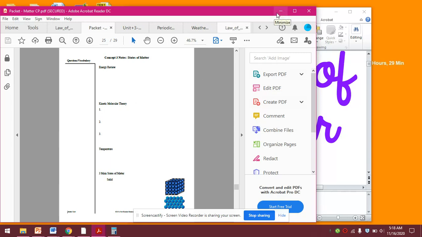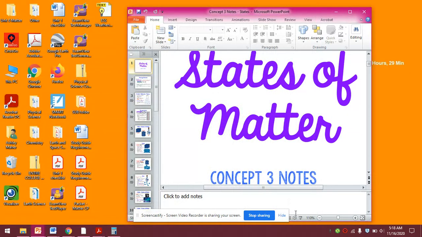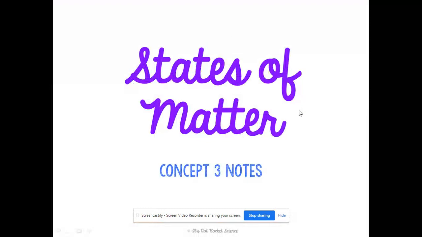So our Concept 3 notes is on states of matter, which we have briefly already introduced when we were talking about different properties and chemical changes versus physical changes. And we had touched on that physical changes include changes in states of matter. So this is like going from a solid to a liquid, from a liquid to a gas. All right, so we have an idea of what these are already, but we're going to take a closer look into this. So again, starting on page 25.